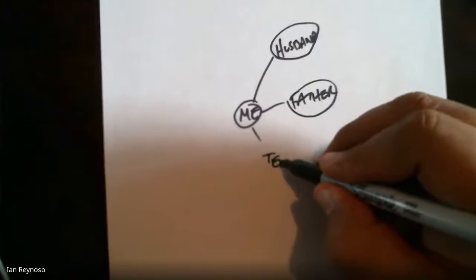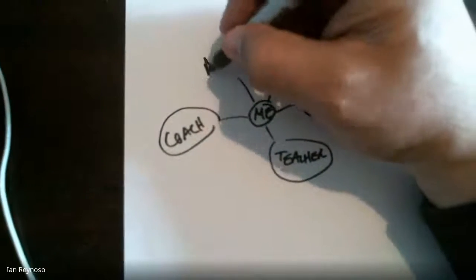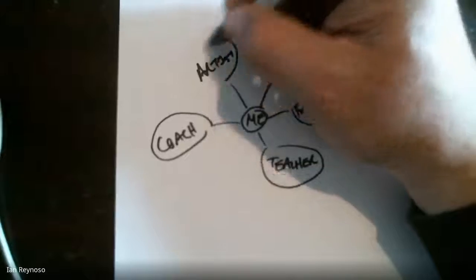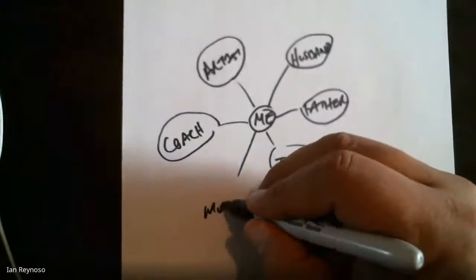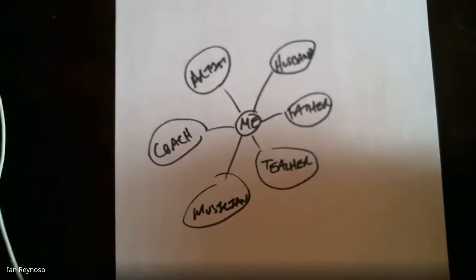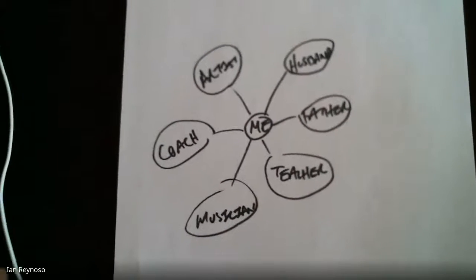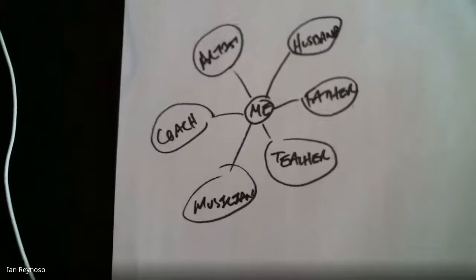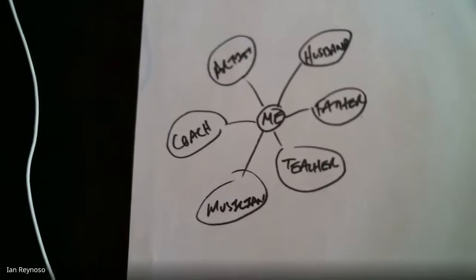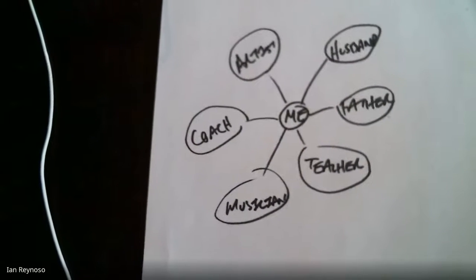So I'll go teacher. I'll go coach. I'll go artist. I'll go musician. And all I'm doing is kind of writing words that I feel represent me. There's a bunch of other stuff that I can put on here, but this is how I'm going to start it, just to keep it simple. So already I have 1, 2, 3, 4, 5, 6 words out of my 50 that I need.